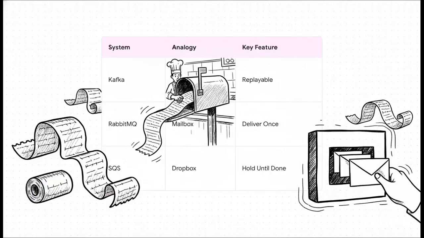Let's bring back our diner analogy to make this crystal clear. Kafka, as we know, is the replayable receipt roll. RabbitMQ is more like a mailbox for the chefs. Once a chef takes an order out of the box, it's gone for good. And SQS is like a Dropbox. It holds an order and makes it invisible until a worker is completely finished with it, which is great as that worker might crash halfway through.